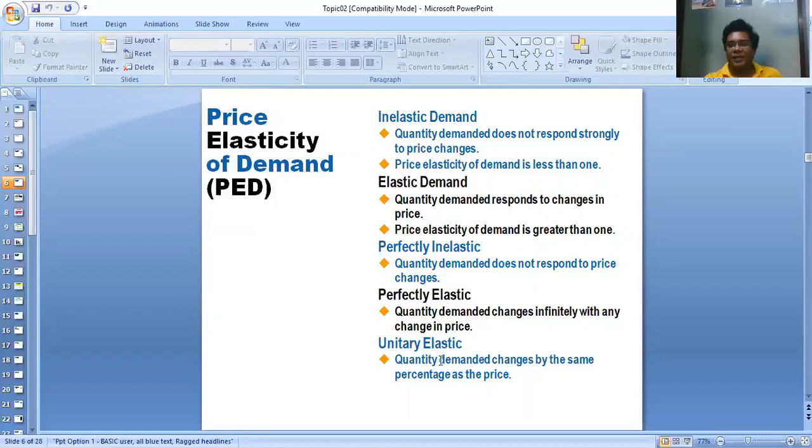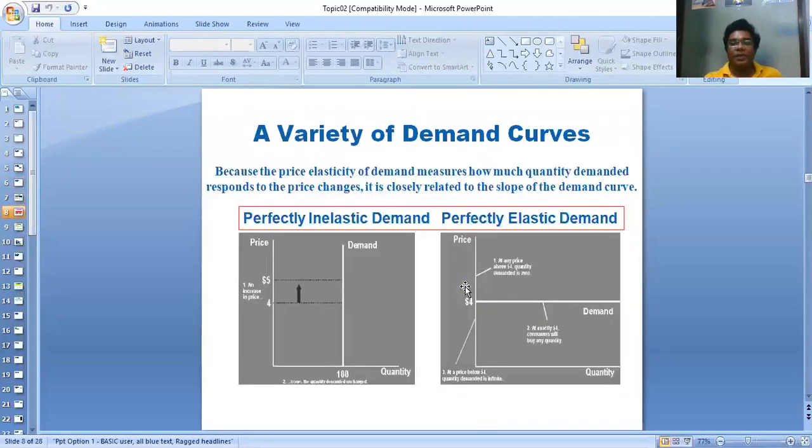Lastly, unitary elastic. It refers to when a 1% change in price causes a 1% change in quantity demanded. That means an equal percentage change in both price and quantity. Then it is unitary elastic. Now, let's see different types of demand curves in terms of PED values.